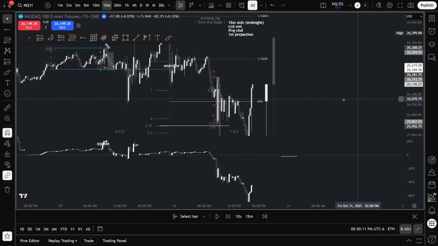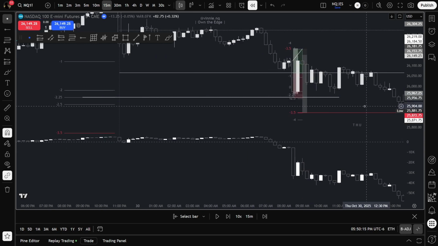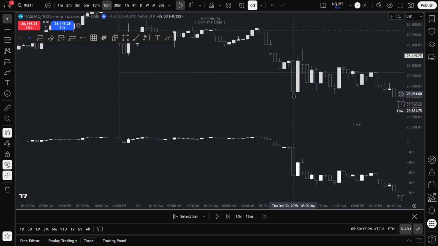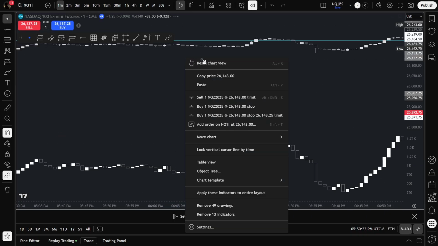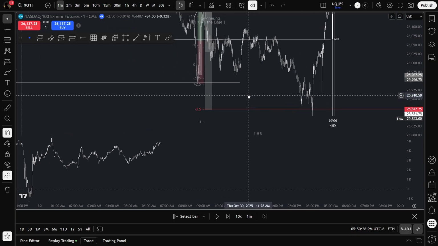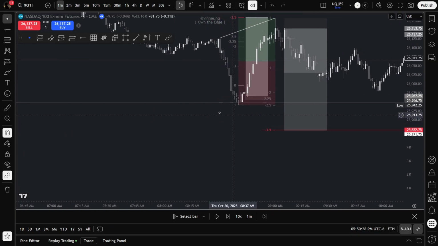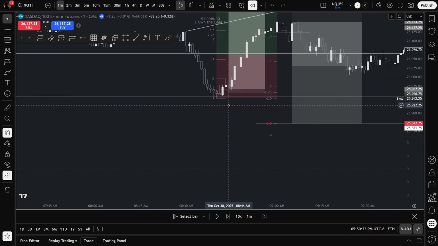And now I'm waiting for one of my levels to get hit. So as you can see, it hit my level right here. So hop down to the lower time frame, which is the 1 minute, 5 minute, and it hit this negative 2.25 right here.